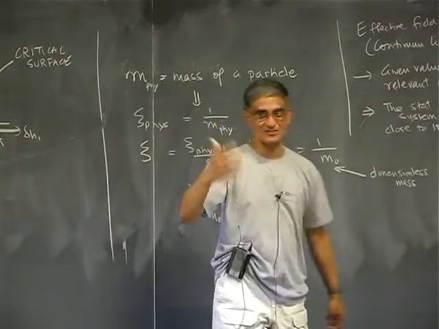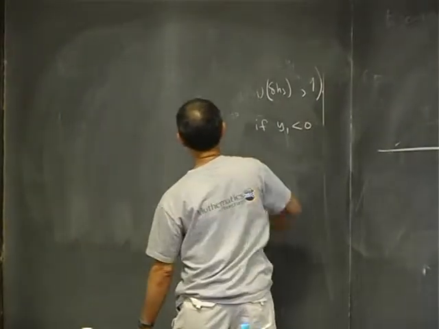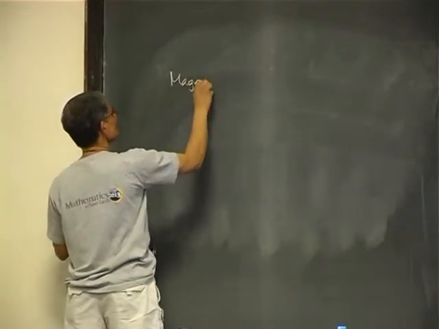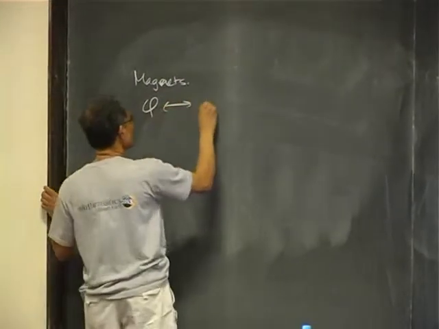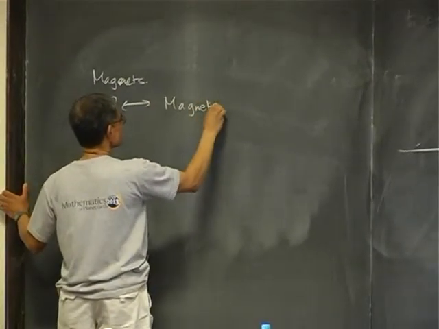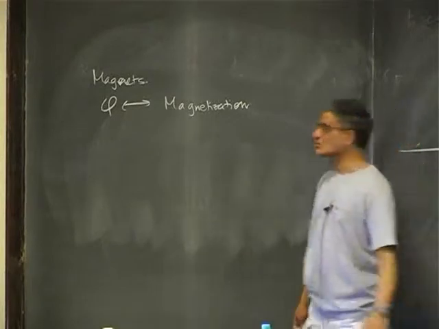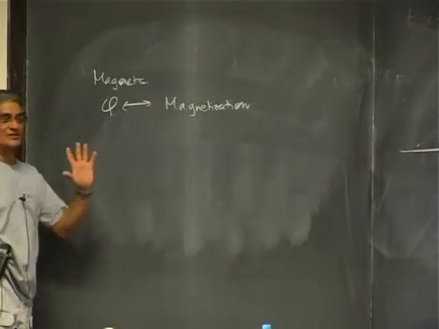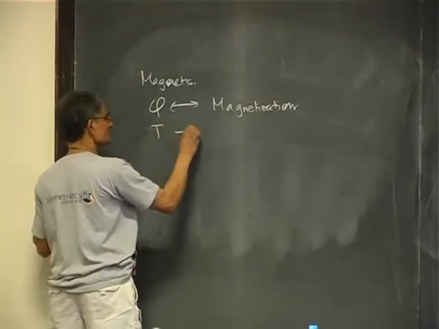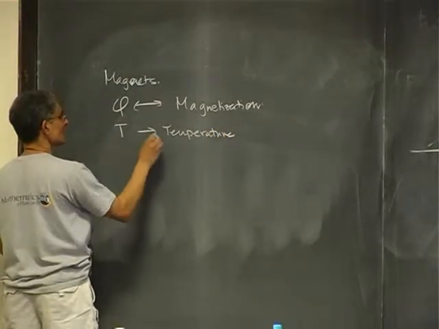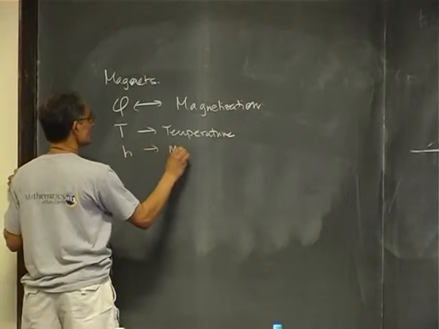So let us apply this to magnets. So normal magnets. The field phi corresponds to magnetization. And it turns out that there are two relevant couplings in the theory. One is the temperature and the other is the magnetic field.